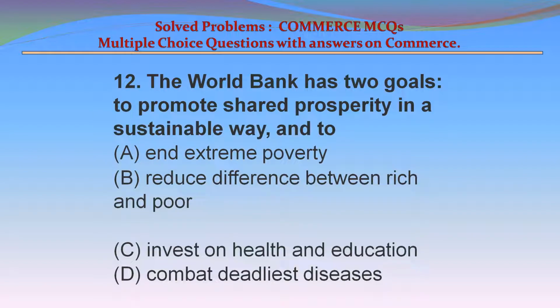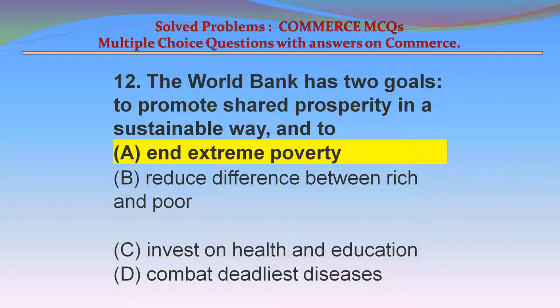12. The World Bank has two goals: to promote shared prosperity in a sustainable way and to option A, end extreme poverty; B, reduce difference between rich and poor; option C, invest on health and education; option D, combat deadliest diseases. Answer A, end extreme poverty.